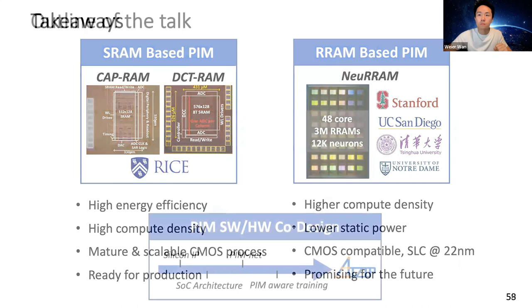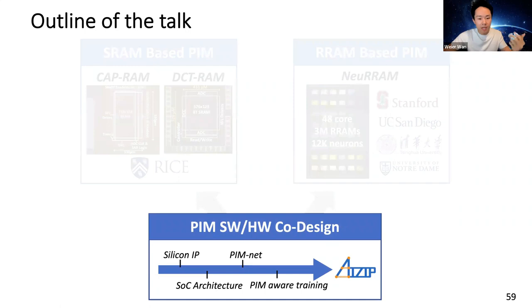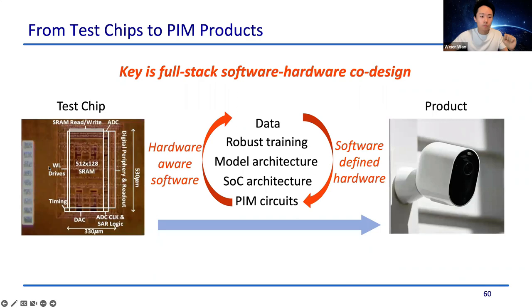So far we've been talking about the test chips. Next, let's look at the software hardware co-design. We all know that going from these test chips to actual PIM products, hardware design alone is not sufficient. We'll also need many other things, including data collection and curation, robust model training strategies, efficient model architecture, and good SoC level architecture design. To really push the frontier of both efficiency and robustness, we need to closely co-design all these different layers together. This co-design includes two parts. From bottom up, we need to optimize the model architectures and training strategy based on the hardware. And from top down, we should define the SoC architecture based on the data and the model.